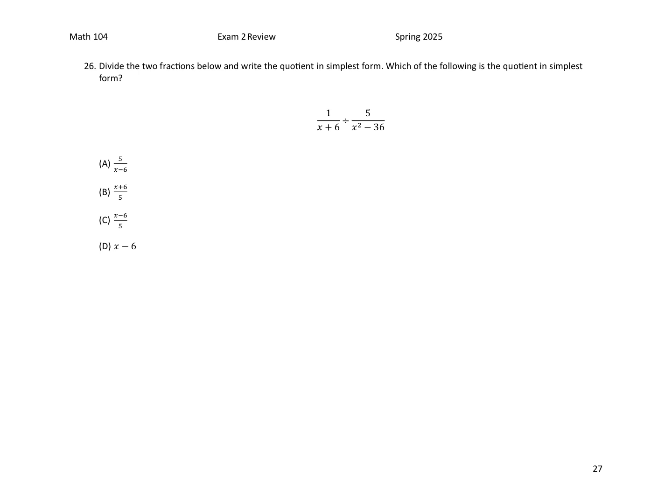Dividing by a fraction is the same as multiplying by its reciprocal. So I'm going to write 1 over x plus 6. So that first fraction doesn't change. But then when I want to divide by a fraction, that's the same as multiplying by its reciprocal.